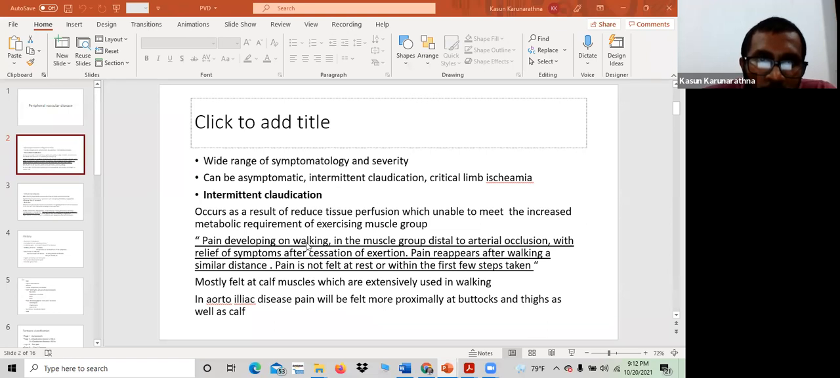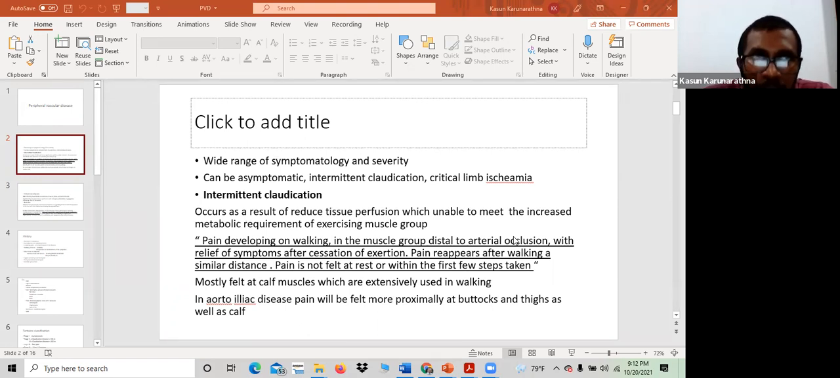In intermittent claudication, at this stage, the patient doesn't have pain. The patient doesn't feel any pain at rest, right? That means blood supply is adequate to maintain basal metabolic rate, right? But if you exert up to some degree, then with the exertion, your demand will be rising, right?